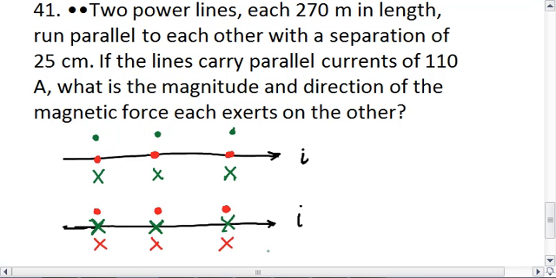Up. Now the top wire has a current to the right, but the direction of the magnetic field, which magnetic field is it in? The green one or the red one? It's creating the green one, but it's in the red magnetic field. So your finger has to be in the direction of the current.